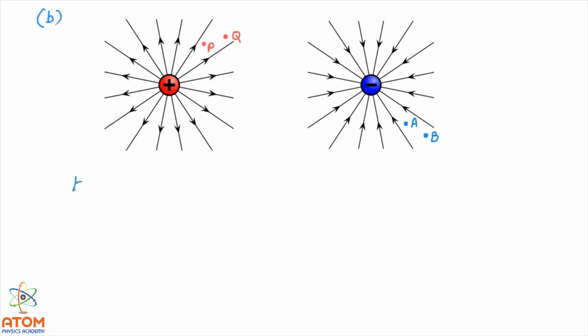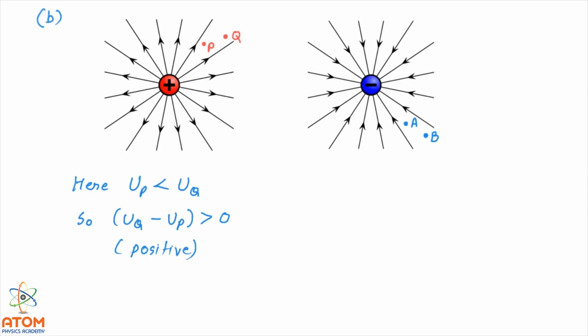So I can write that the potential energy at point P is less than the potential energy at point Q. And so the difference which is asked here is UQ minus UP, that will obviously be greater than 0. That means it will be positive in sign.